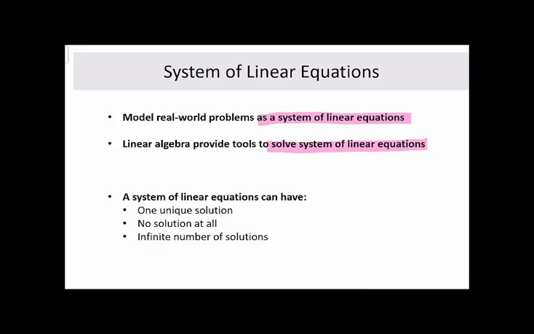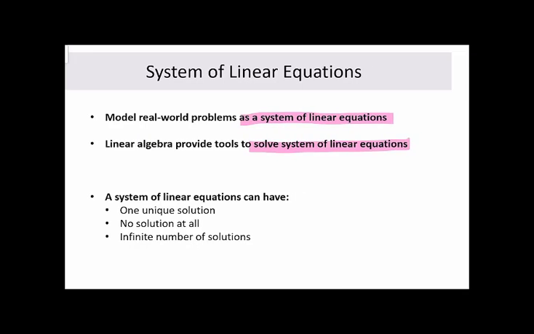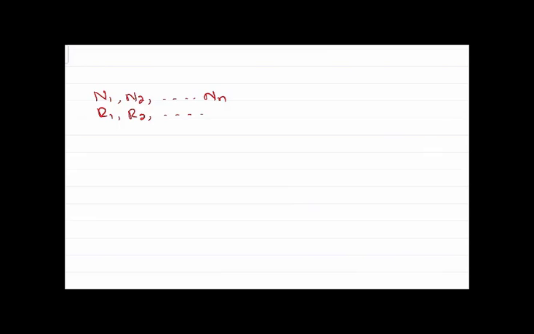Now let's talk about a concrete example of a system of linear equations. This is the example given in the book, so I'll just walk through it. Imagine there is a company that produces n products, so n sub 1, n sub 2, all the way to n sub n, so n products. And imagine this company has R resources, so R sub 1, R sub 2, all the way to R sub m. So n products and m resources.